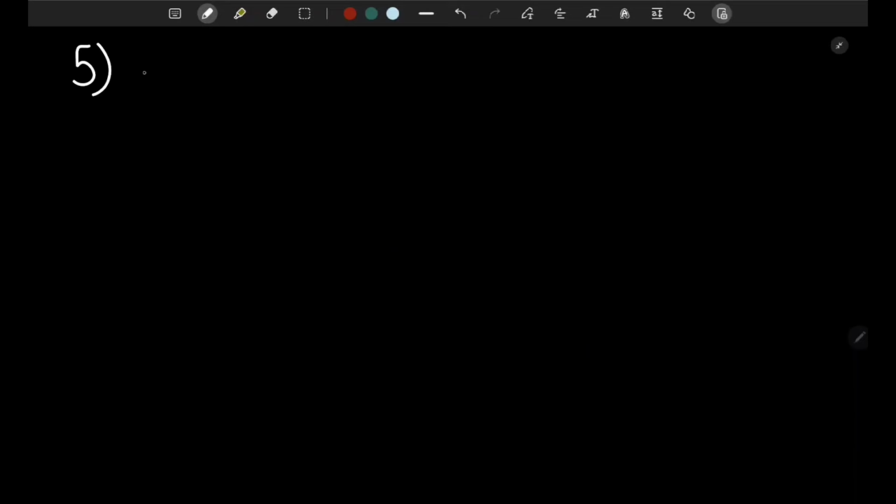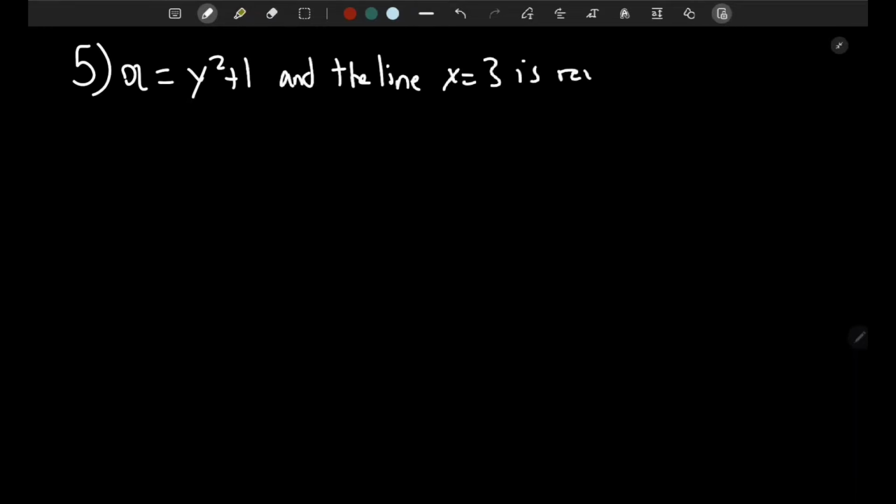So now let's move on to our last question, which is a bit more challenging. We're given the line x is equal to y squared plus 1, and the line x is equal to 3 is revolved about x is equal to 3. So again, the first step is to draw this out.